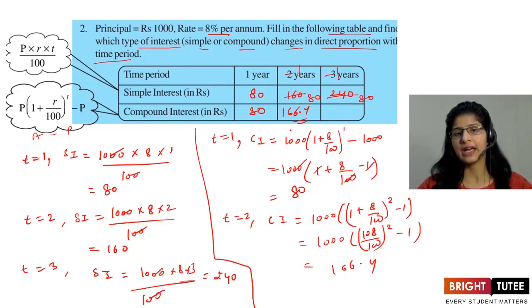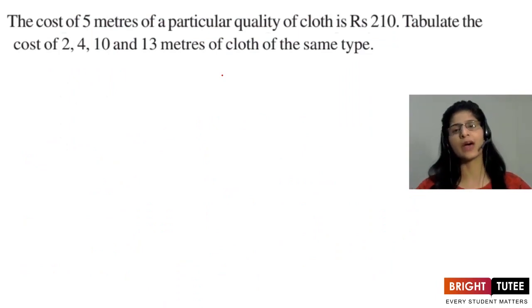Now if we are getting this, can we say that this is a case of direct proportion? Just see, when time is 1 and compound interest is 80, the ratio is 1:80. But the next time we have the ratio as 2:166.4, and cancelling it doesn't give us 1:80. It is going to give us 1 is to more than 80. So this is not in direct proportion. Just by solving the two numbers we can say, what is in direct proportion out of these two types of interest? Simple interest is in direct proportion with time period. Clear? Okay, moving ahead.